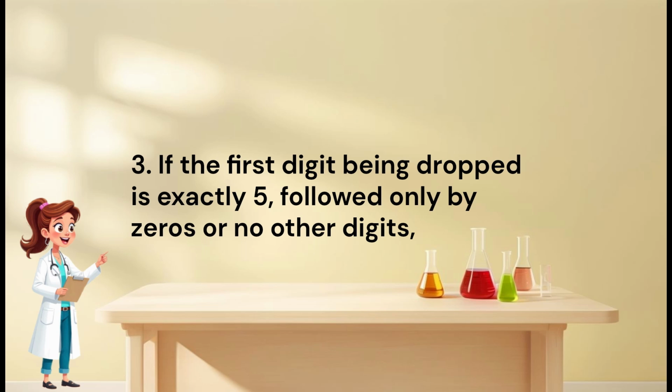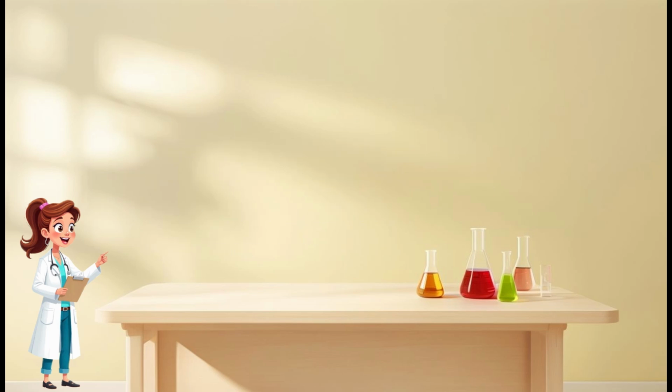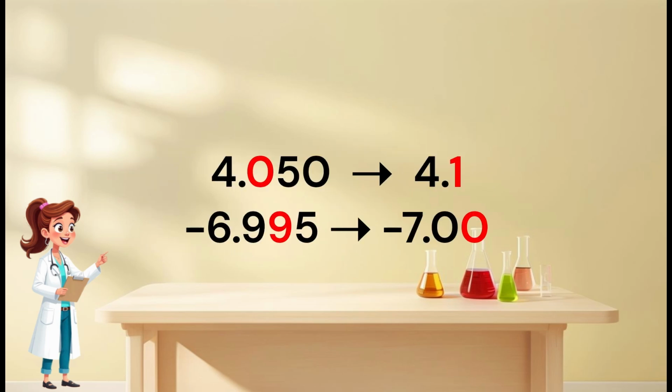3. If the first digit being dropped is exactly 5, followed only by zeros or no other digits, there are multiple rounding methods. We will use the rounding half-up method as our standard approach. In this method, if the first digit being dropped is 5 or greater, increase the preceding digit by 1. Example, 4.050, rounding to the first decimal place, becomes 4.1. Another example, minus 6.995, rounding to the second decimal place, becomes minus 7.00.